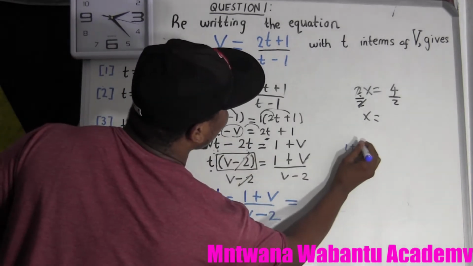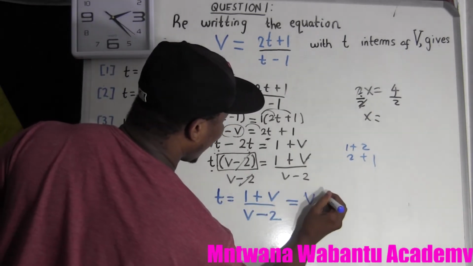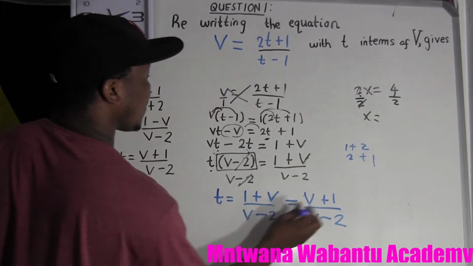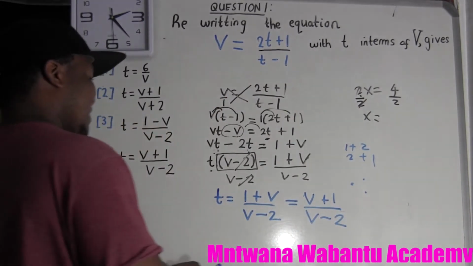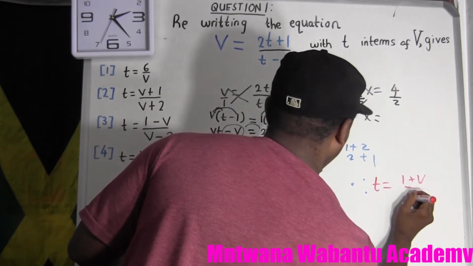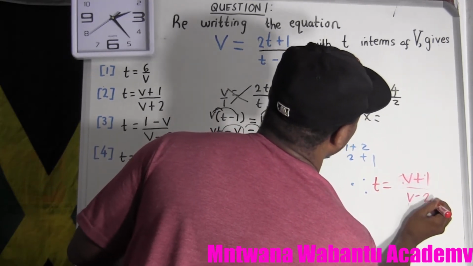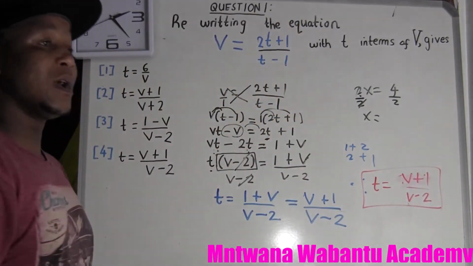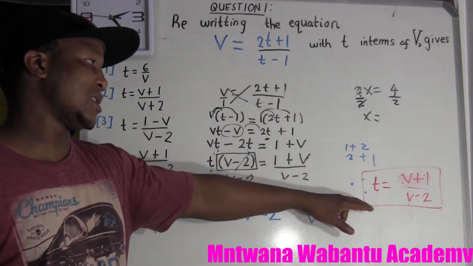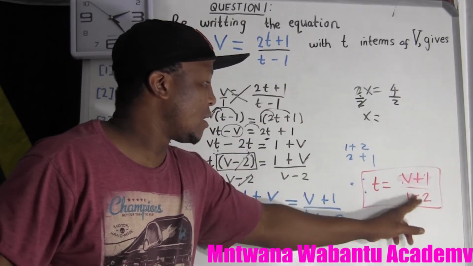Because if you say 1 plus 2 equal to 3, and you say 2 plus 1 equal to 3. See? So I could have said v plus 1 over v minus 2. So this is a value of t. So finally, I can just finalize, say the value of t equal to 1 plus v, or v plus 1, either way, and then v minus 2. So this is going to be the value of t from the given equation, and after we rearrange it and restructure, we end up making t the subject of the formula in terms of v.